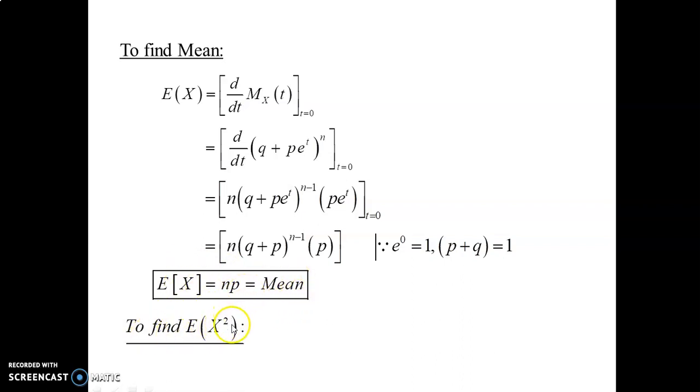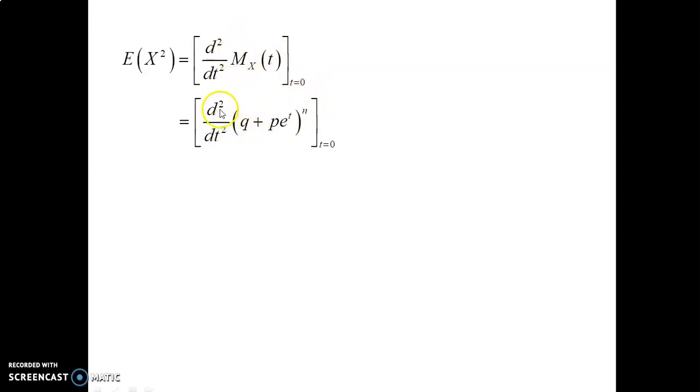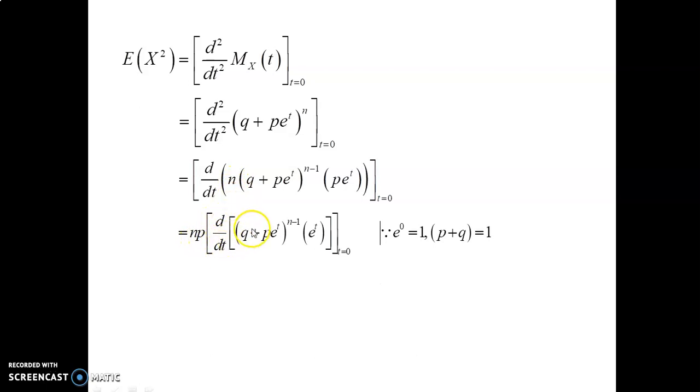To find E(X^2), the second moment, the formula is E(X^2) = d^2/dt^2 of M_X(t) at t = 0. Substituting M_X(t), we get d^2/dt^2 of (q + p e^t)^n at t = 0. Differentiating one time, we get n (q + p e^t)^(n-1) into p e^t, the previous term in E(X). Now take n p, which is constant, outside: np into d/dt of (q + p e^t)^(n-1) into e^t at t = 0.